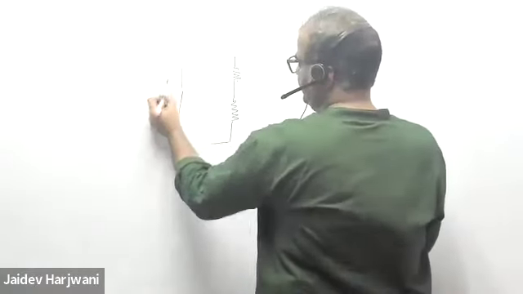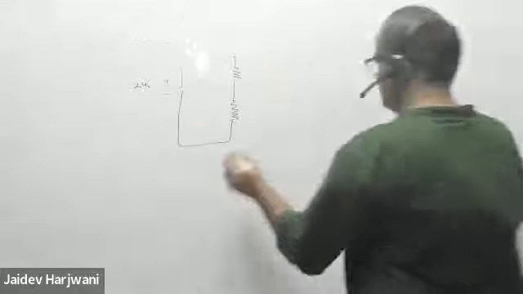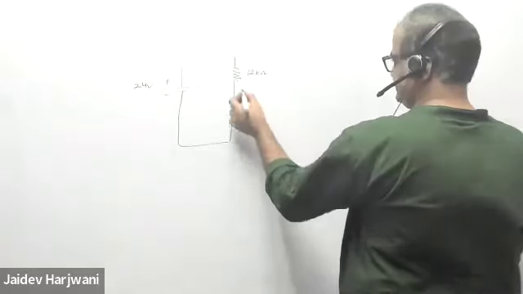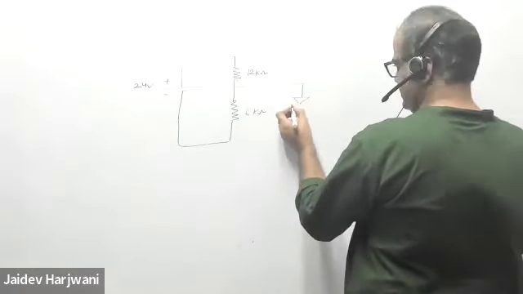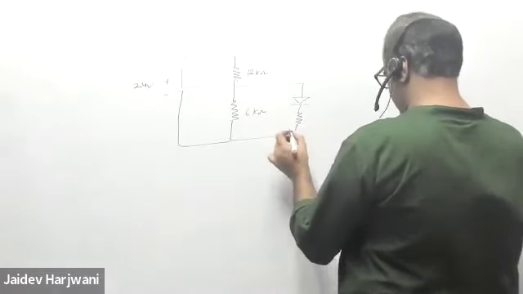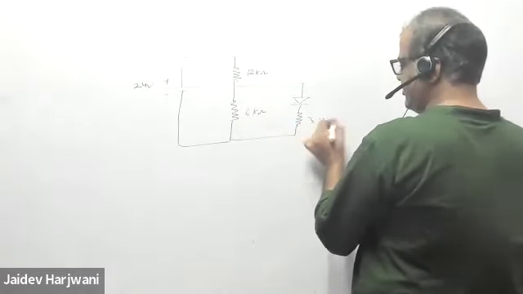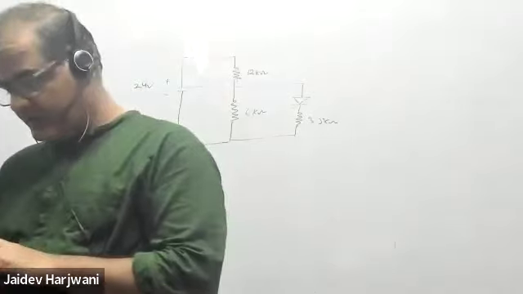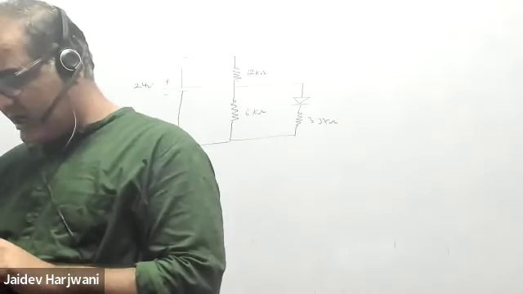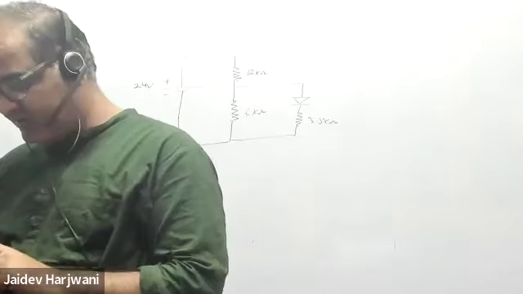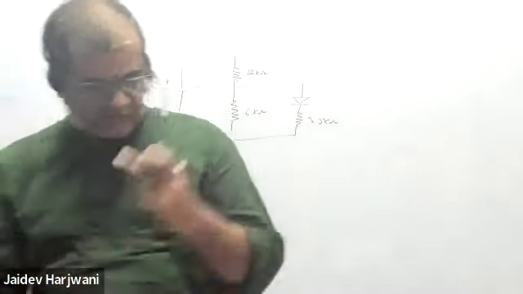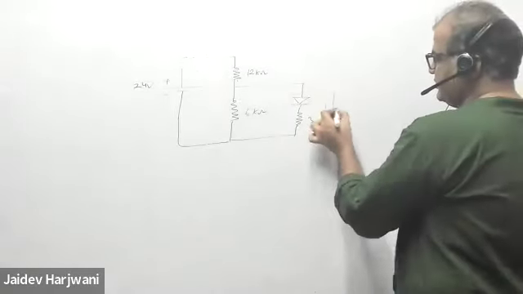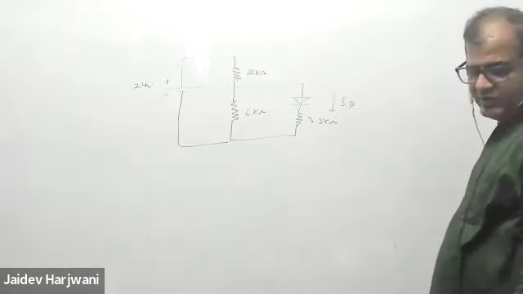So this is 24 volt. This is 12 kilo ohm. This is 6 kilo ohm. And here you have a diode of 3.3 kilo ohm. He's telling, in the following circuit, the voltage drop across the diode is 0.7 volt in forward bias. The current passing through the diode is? You have to find the current passing through the diode. How much current is passing through this diode?